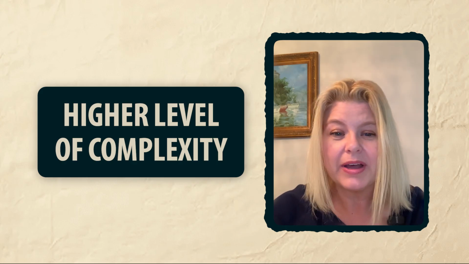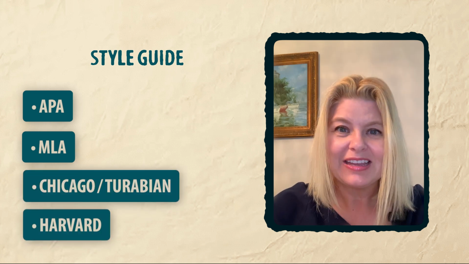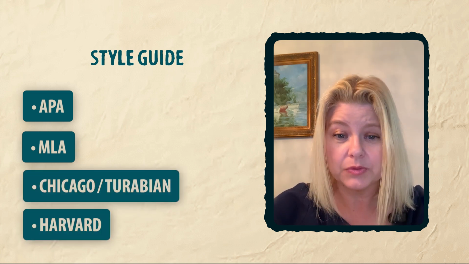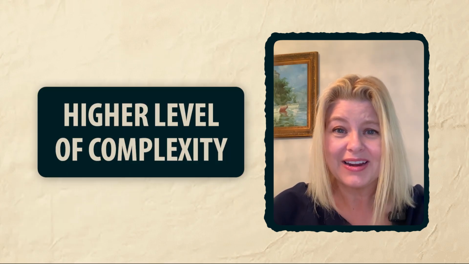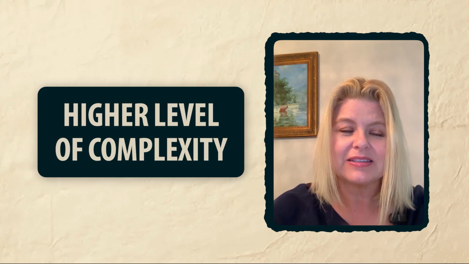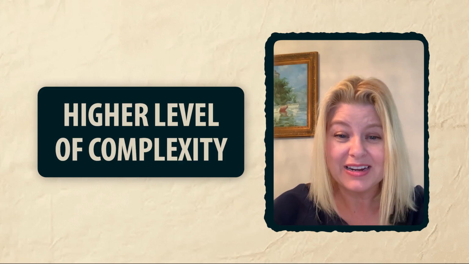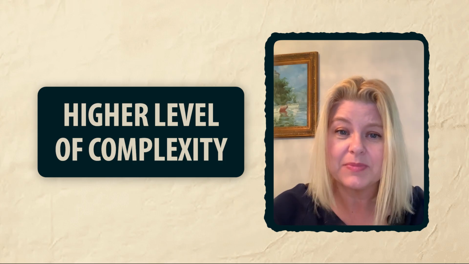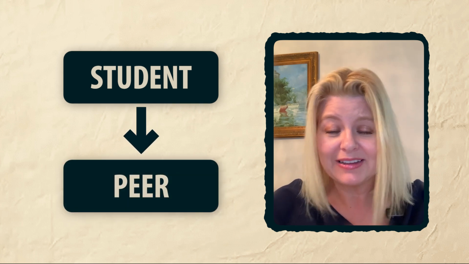And so depending on what style you're using, whether it's APA or MLA or Chicago, Turabian, Harvard, any of them, your dissertation will have to adhere to the rules of that style much more closely than any assignment you've done before. So rather than the writing feeling like one much longer assignment, the process is much more closely related to the process that you would go through to edit an academic journal article or to edit an academic manuscript, like a monograph manuscript for publication. And all of this is designed to help you make the transition from being a student to being a peer, to being an academic scholar.